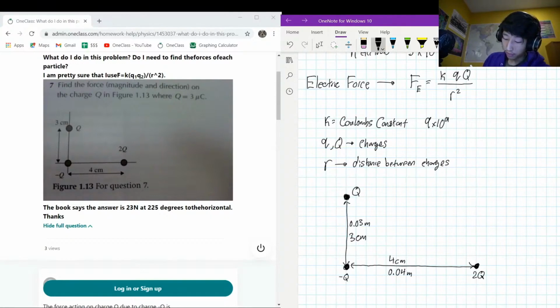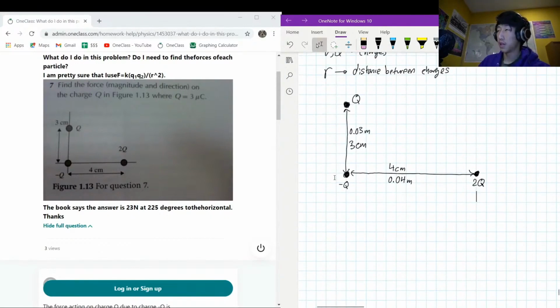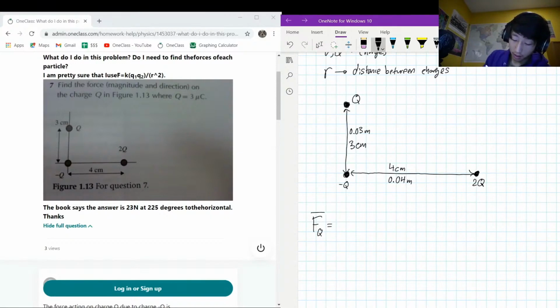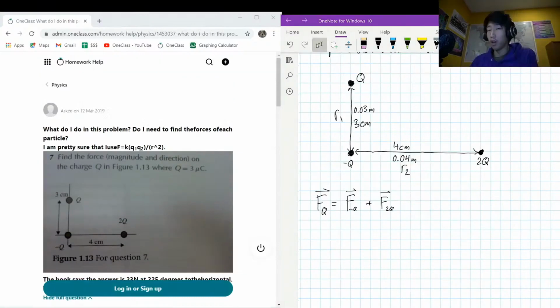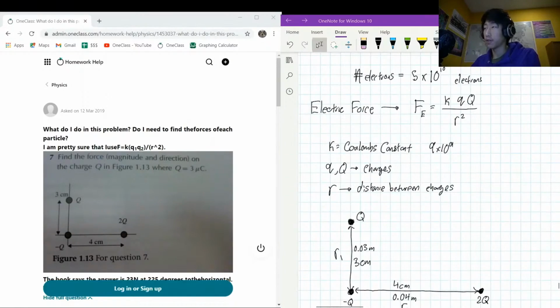Okay, so essentially what we want to do here is find the force as felt by Q. So FQ is going to be equal to the contribution of F negative Q plus the contribution from the force of F2Q. Given this, we know that our original formula for the electric force is like this, but we got to keep in mind that this is going to be a vector value. So we do need to have a direction associated with this.